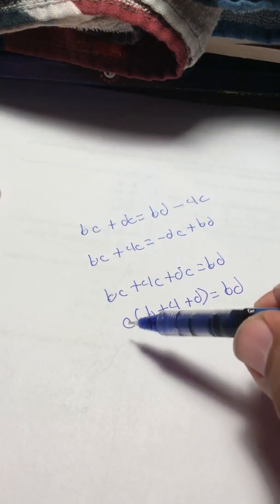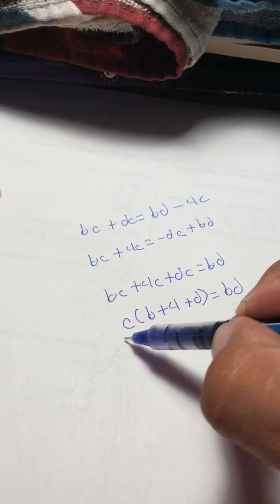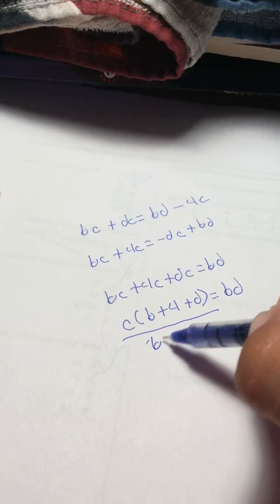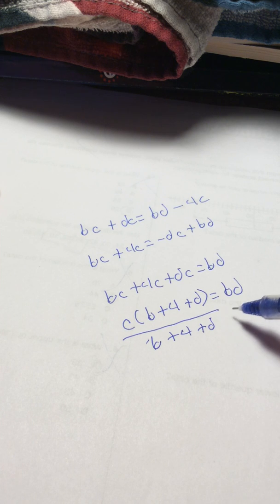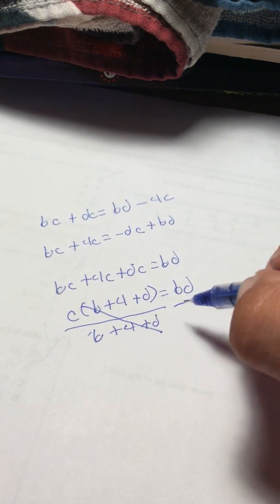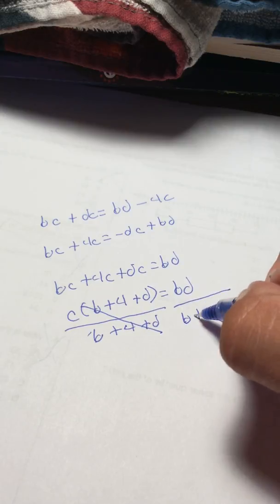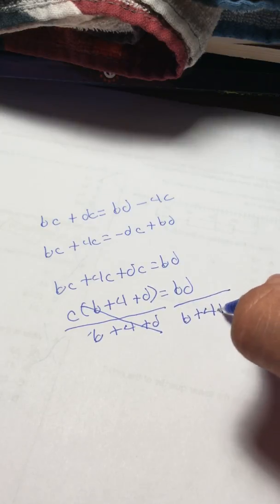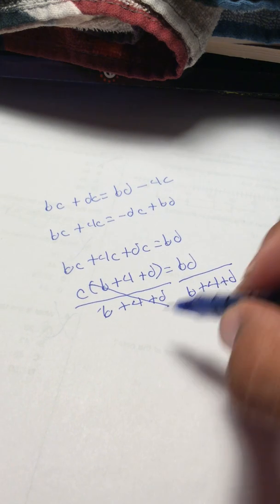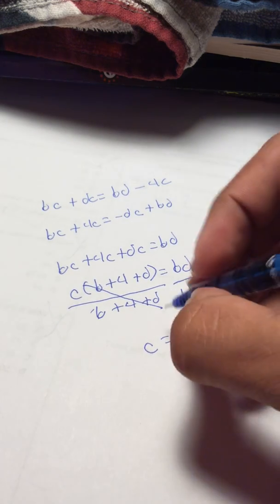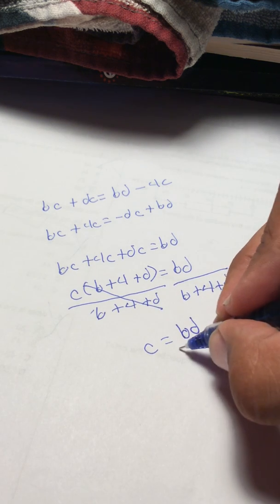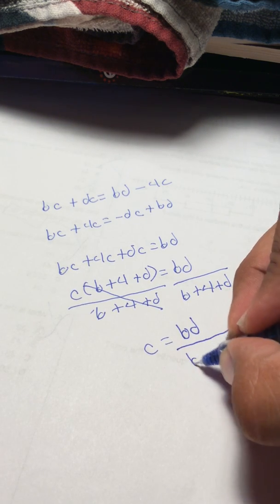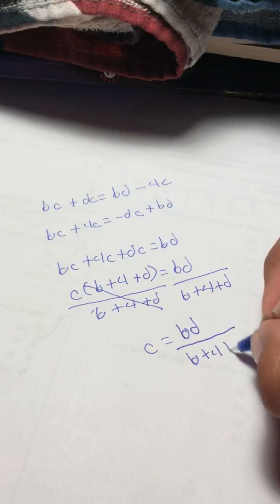So now the only thing happening to the C is being multiplied by all this. So I divide by all this, and that'll cancel. I'm going to divide by all of this. And that's what we'll see. C will equal BD divided by B plus 4 plus D.